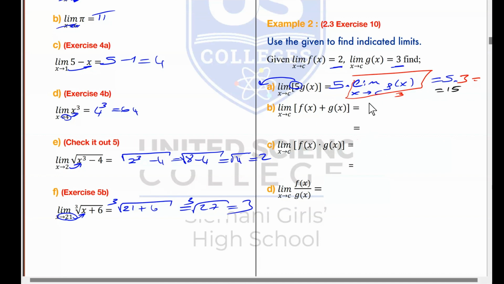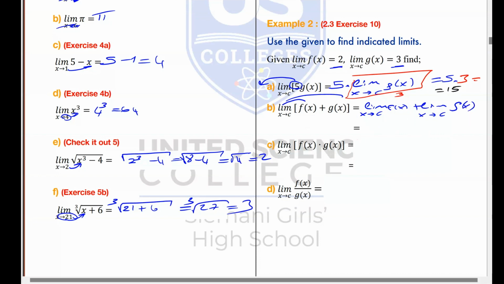What about the other one? The addition one, the sum of these two. I don't know what f and g separately are, but I know their limits as x approaches c. So I need to get the limit. I distribute the idea of limit inside the bracket. I will write this as the limit as x approaches c of f of x plus the limit as x approaches c of g of x.